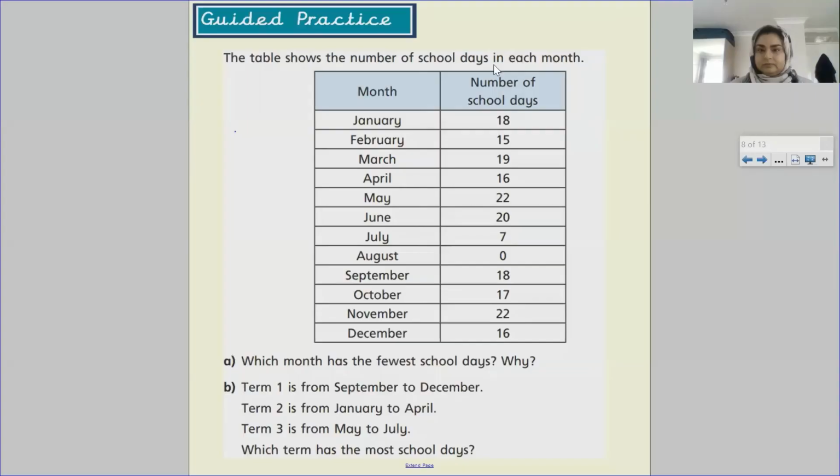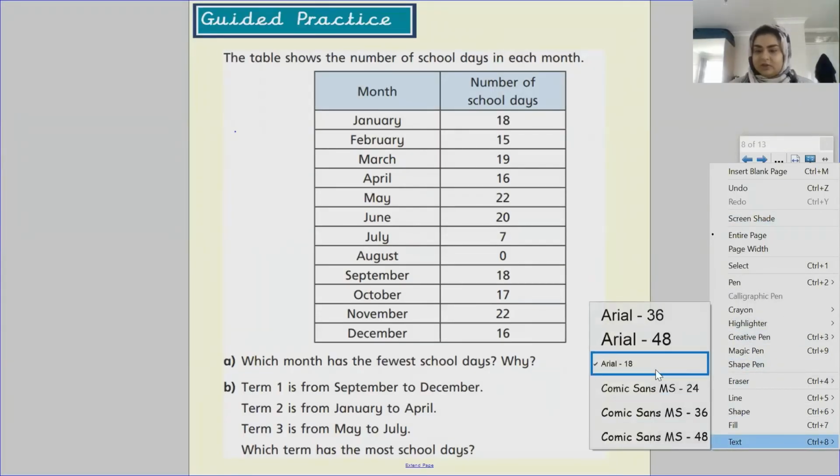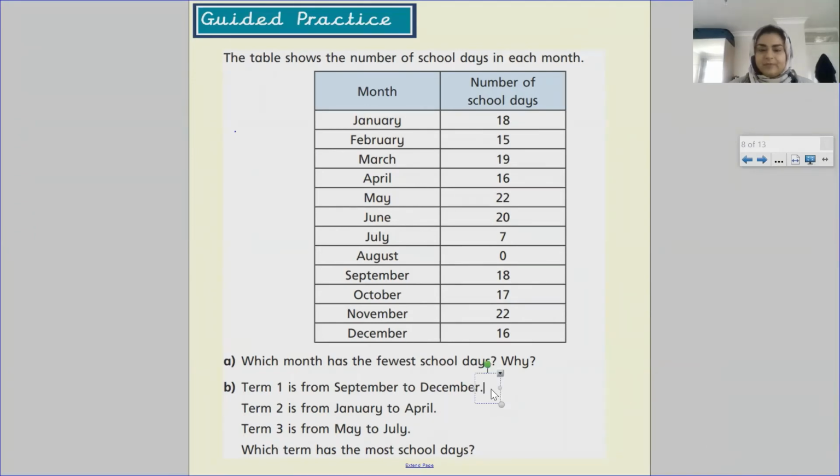Okay, fantastic. Now, the way I'm going to work this out is by adding the numbers for September to December. September to December is 18, which is September, 17, which is October, 22, which is November, and December, which is 16.